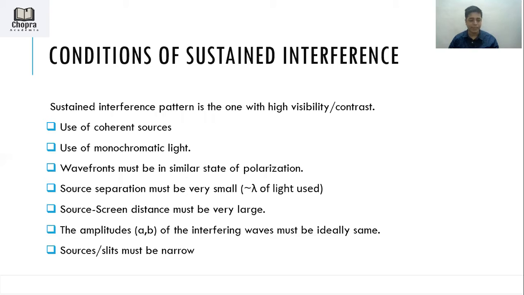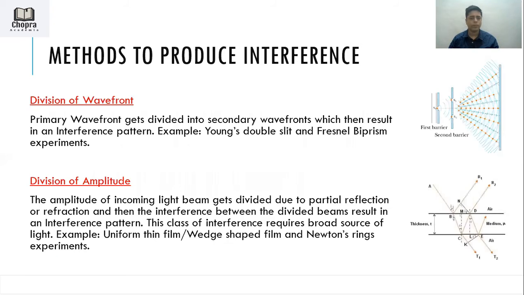What are the methods to produce an interference pattern? Yes, we are already aware of division of wavefront. You have seen it already in Young's double slit experiment and also the Fresnel biprism experiment, wherein we get an interference pattern when we divide the primary wavefront into secondary wavefronts, which result in the interference pattern.